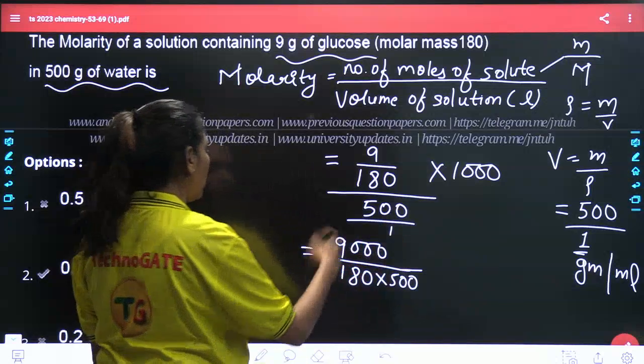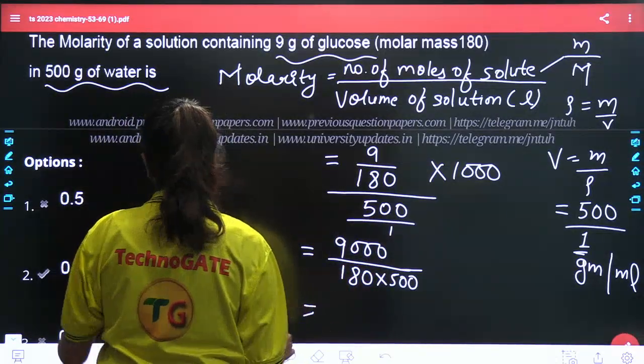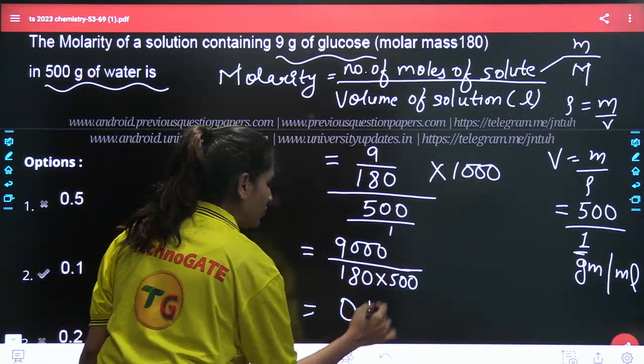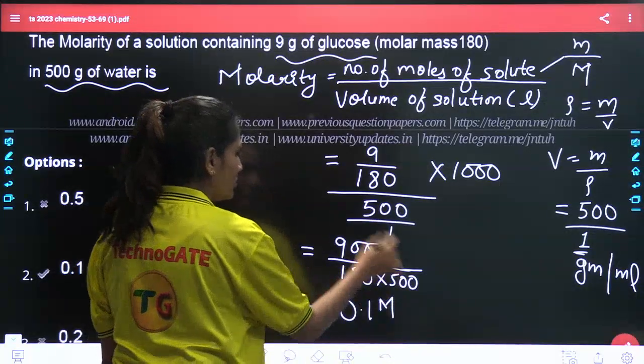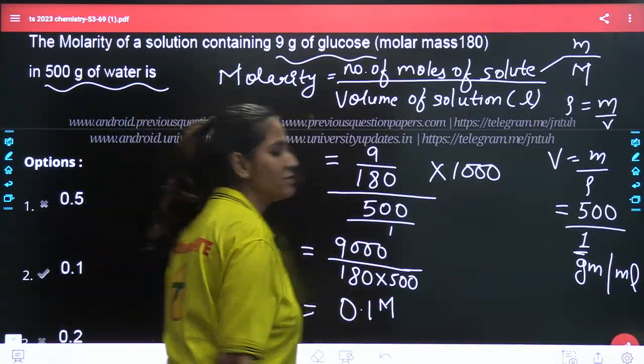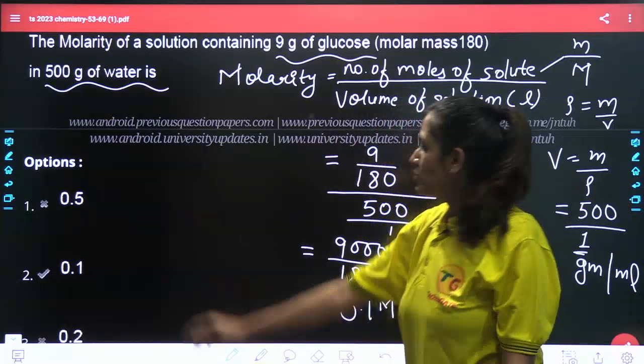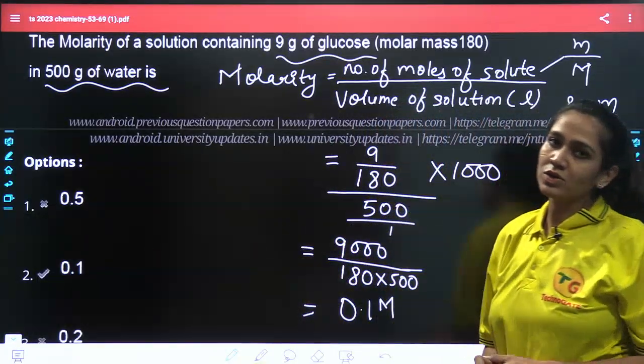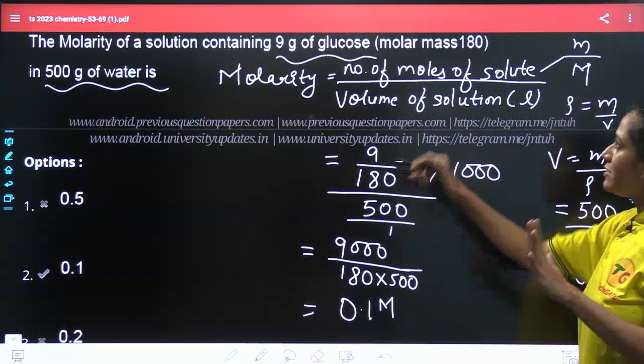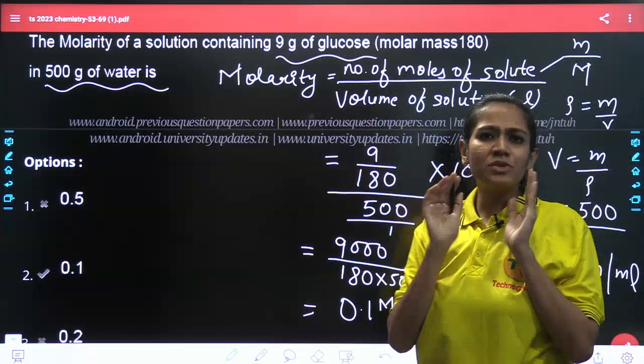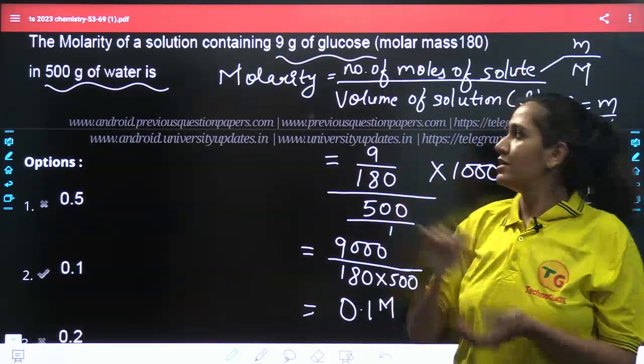As you solve it, you will get the molarity as 0.1 molar. Just by solving it we will get the answer 0.1 molar. So our correct option is option number 2. Clear? Very simple. Every time just remember the formula of molarity, the basic formula.